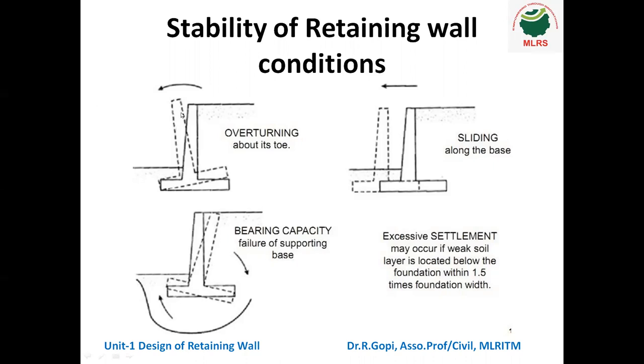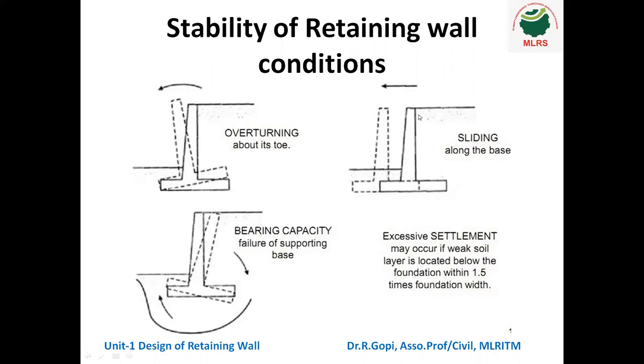You can see the dotted line, this is the final position, and it is overturning about its toe only. Why is it called about its toe? You can see here the toe position will not change. According to the toe position, the tilting occurs. You can see the arrow mark. This type of failure is called overturning.